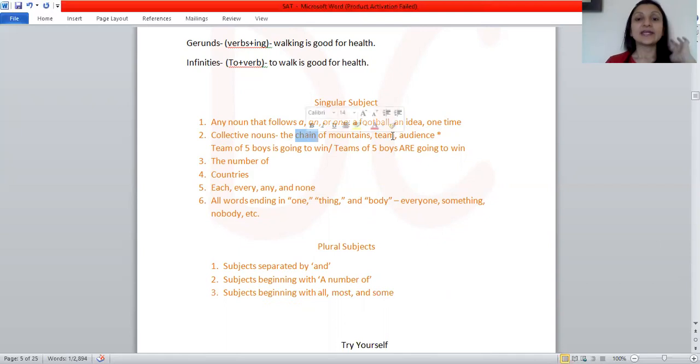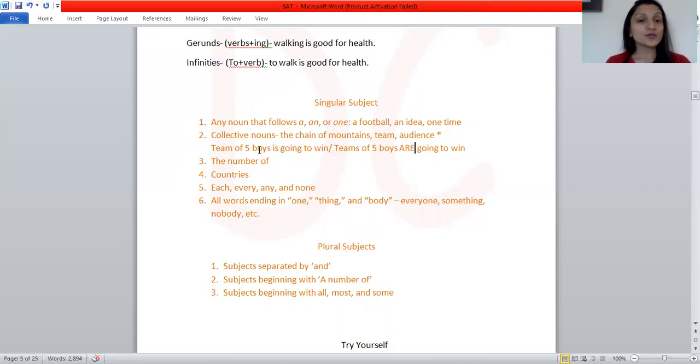Okay. Now let's look at words like team, audience. So all audiences have multiple people. You will not have one person. Or a team will never have one person. You will have multiple players playing. Look at this example. Team of 5 boys is going to win. Teams of 5 boys are going to win. You're still using the word team, but you can make the word team itself plural. So you say teams. The moment you say teams, you're going to use are.